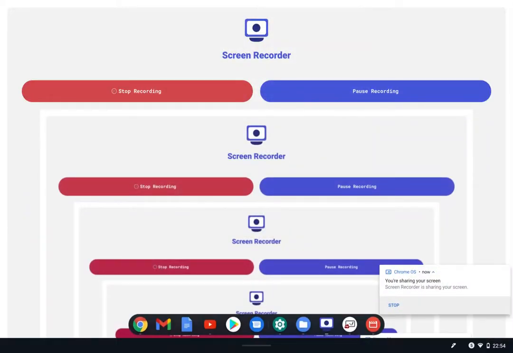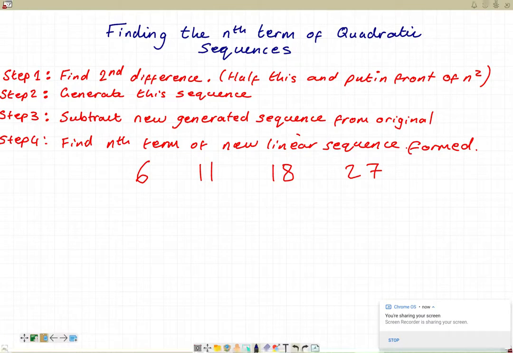Hi guys, so in today's video we are going to learn how to find the nth term of a quadratic sequence. Now this is a difficult topic, but once you understand the steps you will never forget how to do this topic. You'll actually enjoy it. So let's get started. I've got a quadratic sequence.